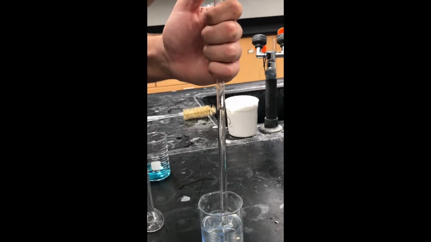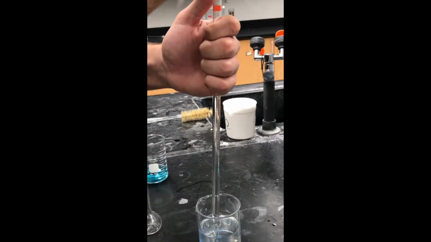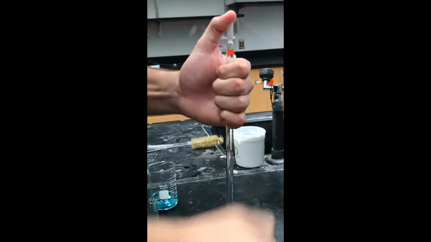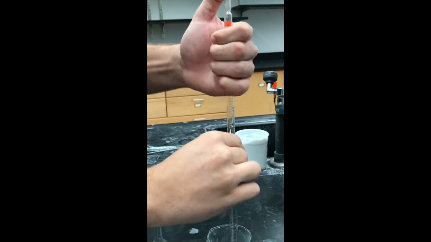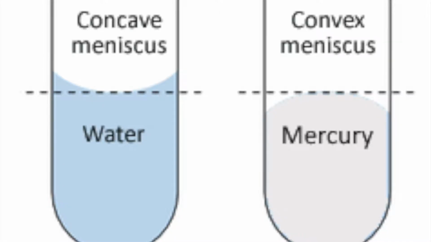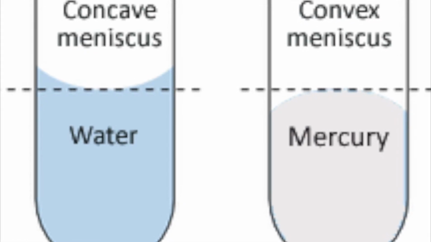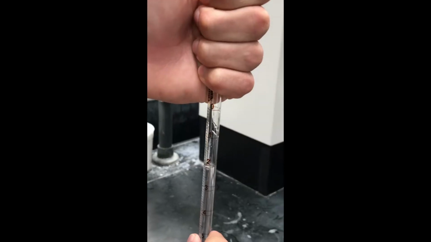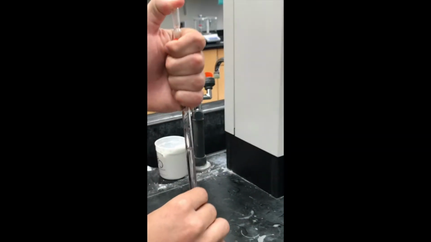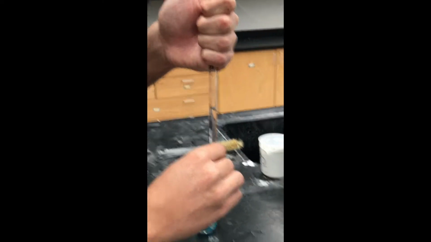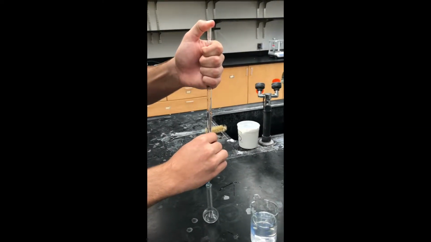So first, we will be talking about the meniscus in a tube. The meniscus is the curve in the upper surface of a liquid close to the surface of a container, which is usually caused by surface tension. It can be either concave or convex. It all depends on the liquid and the surface.